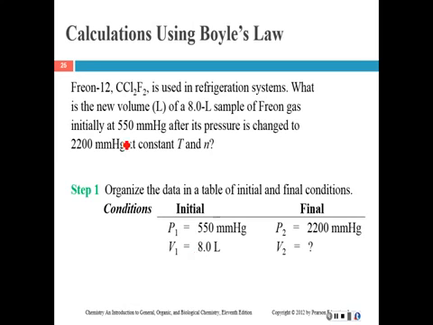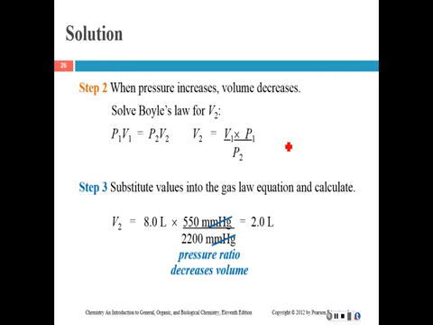If we read this again, the 550 millimeters of mercury, since it says initially, is my P1. And my initial volume was 8 liters, which is why I put them together here. My final pressure is 220 millimeters of mercury, and I'm looking for V2, so V2 is my unknown. I write down my gas law first, Boyle's law, and then solve it for V2. That means I have to divide P2 out of there, and then I wind up with this.